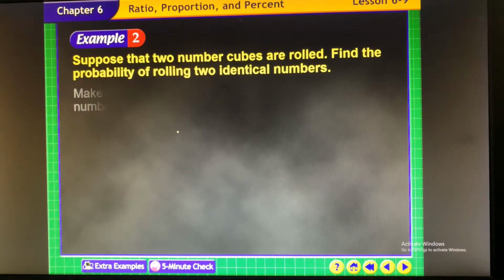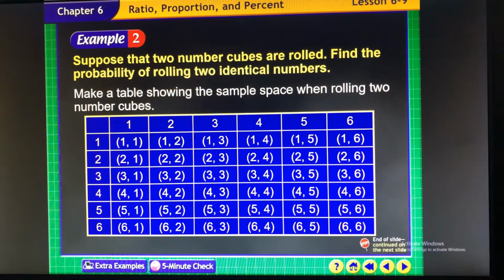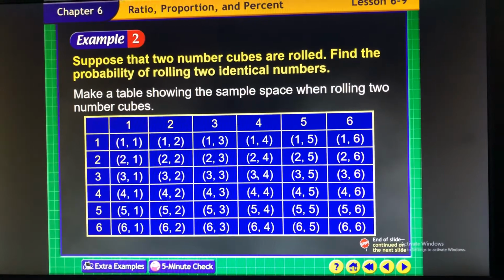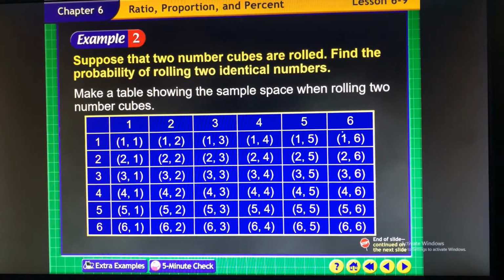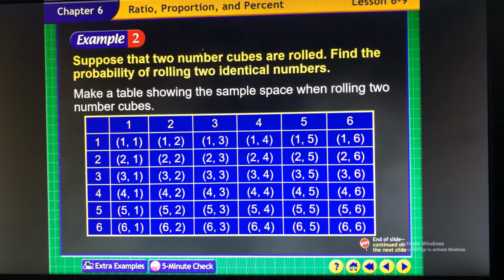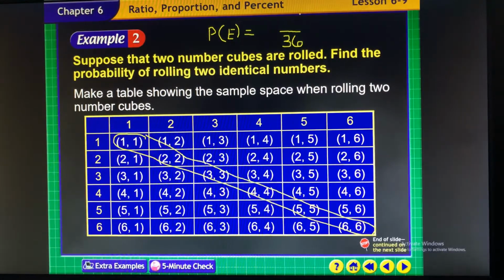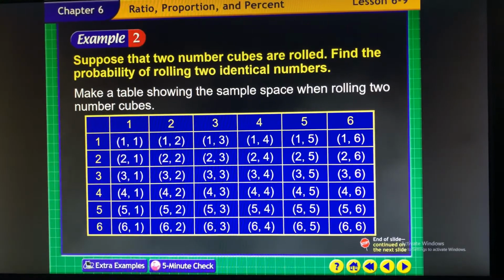Suppose 2 number cubes are rolled. So here's your chart that I said is on page 311, okay? Find the probability of rolling 2 identical numbers. First, I ask you how many total are on here if it's a 6 by 6 chart. 36, right? So remember, it's total outcomes on the denominator. The probability of this event is equal to, well, how many doubles are there? Right here. There's always a pattern, look for it. 6 out of 36, 1/6. That's it.